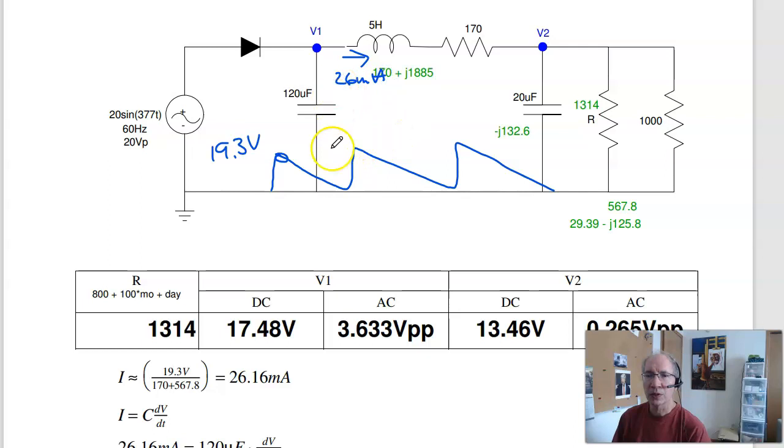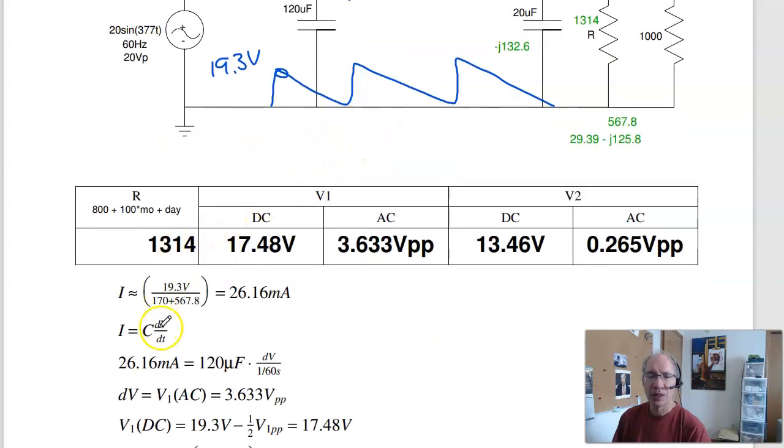Once I know the current, I can find the ripple. From I equals C dV dt, I've got 20 milliamps flowing from the capacitor. It's 120 microfarads, turns on in 1/60th of a second. The ripple is about 3.63 volts. So this distance is 3.63. Now that I know the AC voltage, I can tell you the DC voltage is the peak minus half the ripple, 17.48 volts, and there's the AC voltage, the ripple.